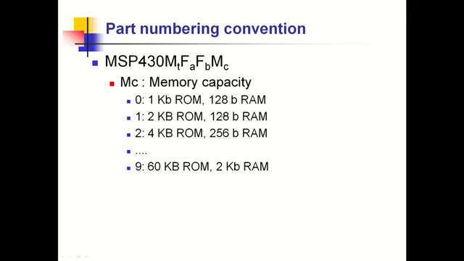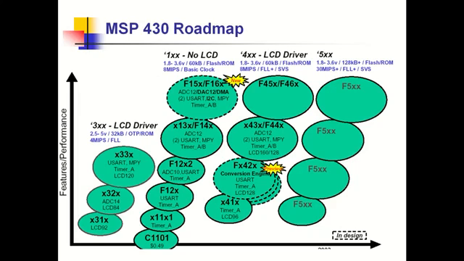For example, if you want, let us say, 48 kilobytes of memory, then MSP430F148. So the last digits will talk about the amount of flash memory, and then of course plus the RAM space. So this is the numbering convention followed by Texas Instruments MSP430 controllers.